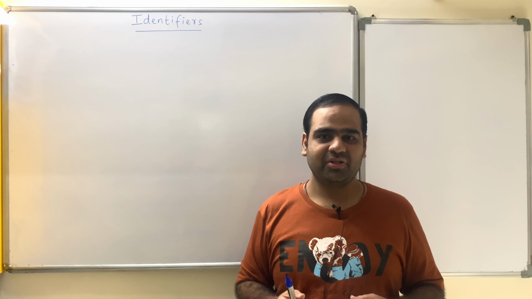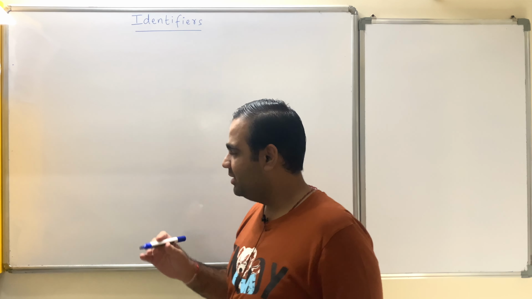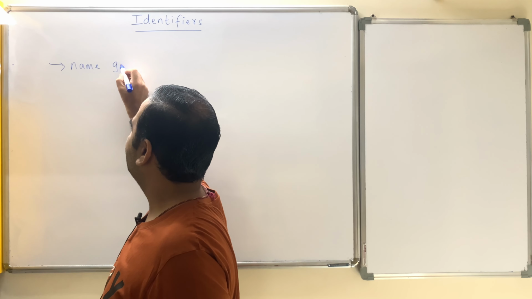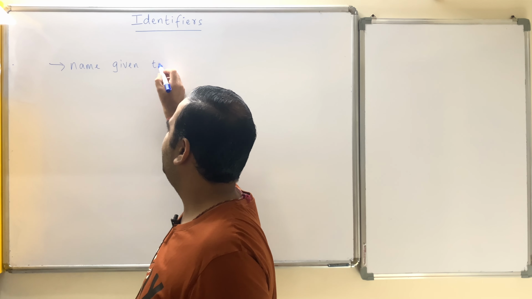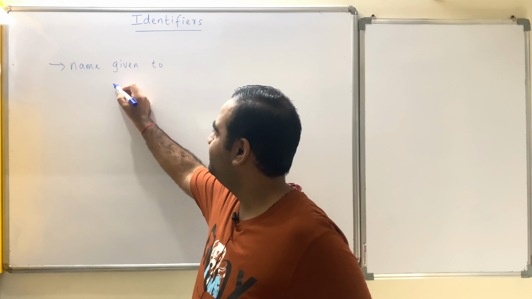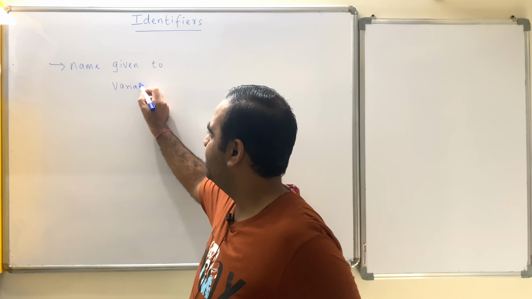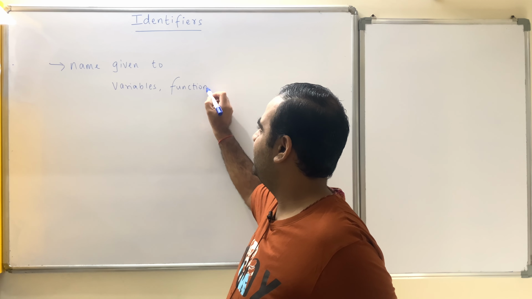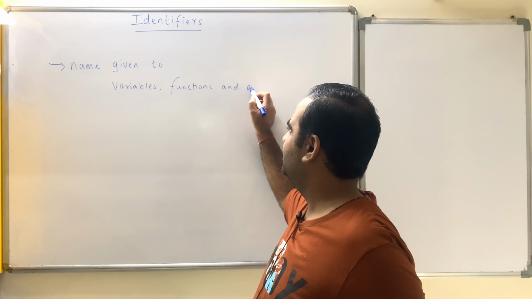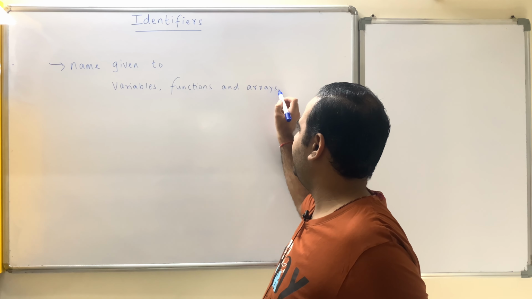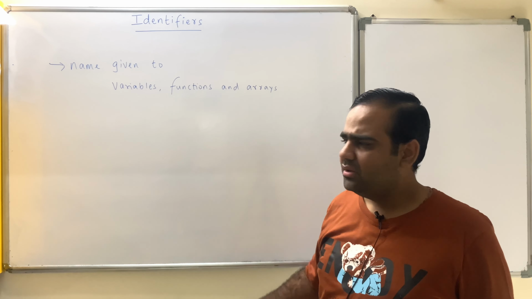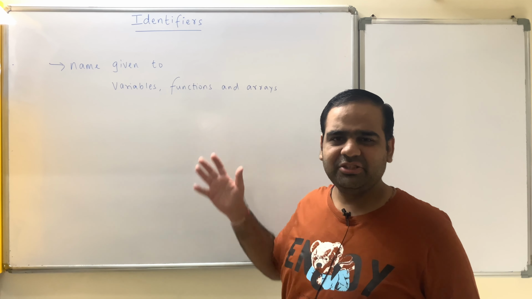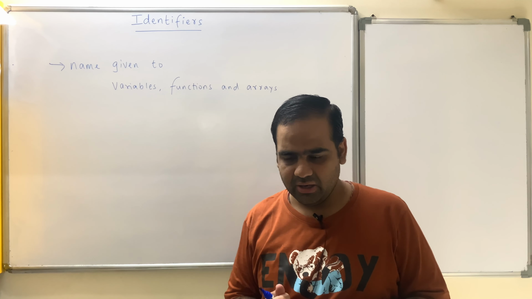Now the question comes, sir, name given to what? Let's see. Identifiers are name given to variables. They are the name given to variables, functions and arrays. Now, in the later part, in the next videos, we are going to see about variables, and in the functions and arrays chapter, we will discuss functions and arrays as well.